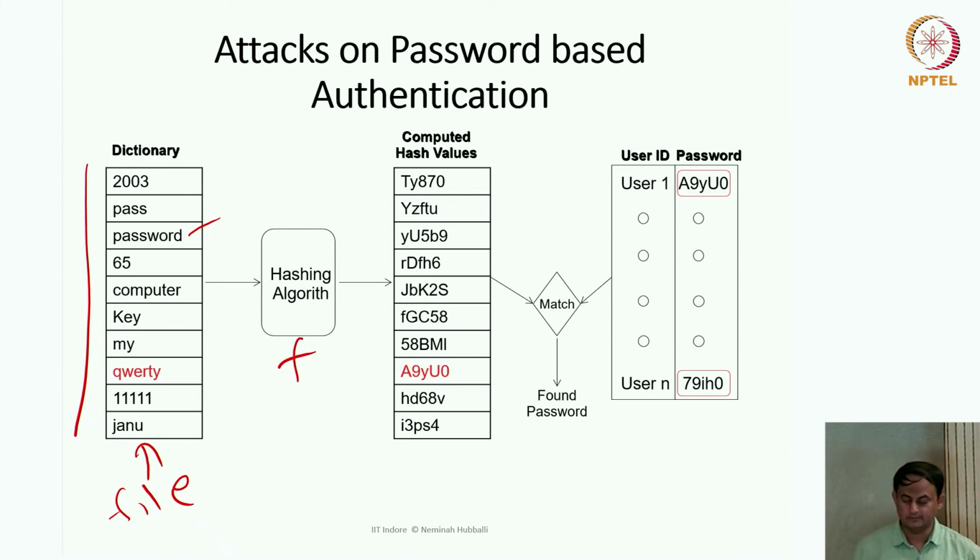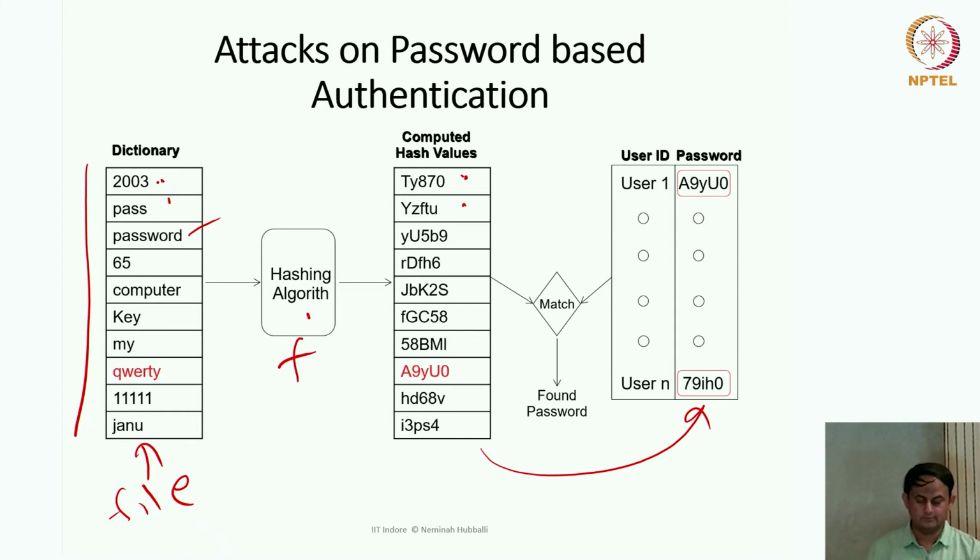This is our function F. You take one word and pass it into this hashing algorithm. In the absence of salting, one word generates one hash value, the second word generates the second hash value. Like this, you can compute the hash values corresponding to every entry in the dictionary file. Then, if you get access to the password file, you check whether any of these pre-computed hash values match with any of the hash values stored inside the password file or the shadow file, whatever you want to call it.